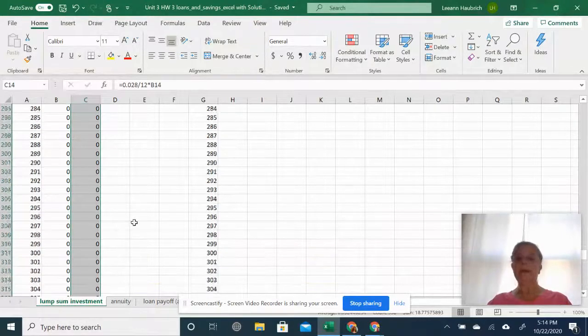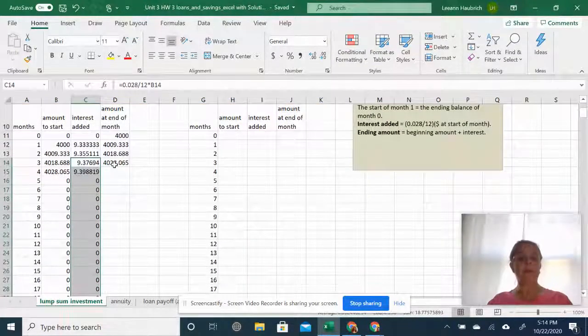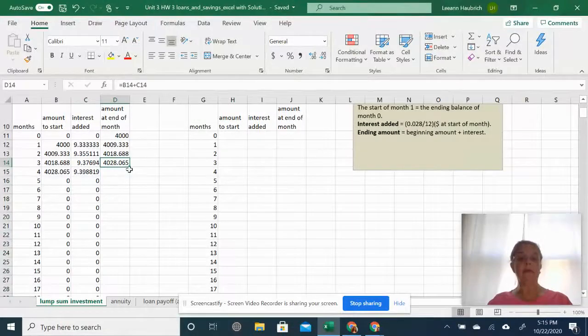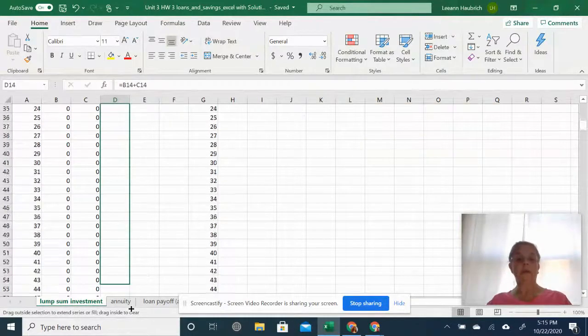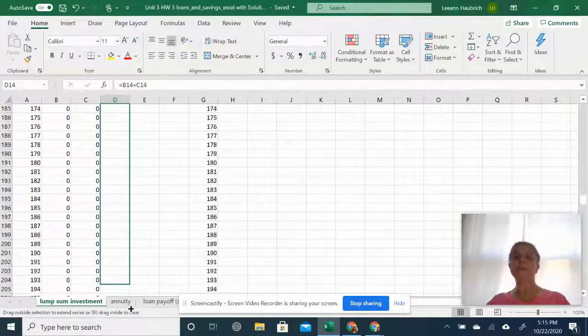And the beginning will have the interest. The bottom is showing zeros because we do not have the ending balance shown. One more time, pick up the end of month balance. It'll pick up the pattern for the end of month balance and just drag it all the way down to 360 months. So the longest part is dragging it down.